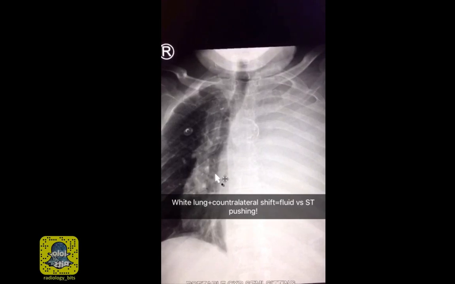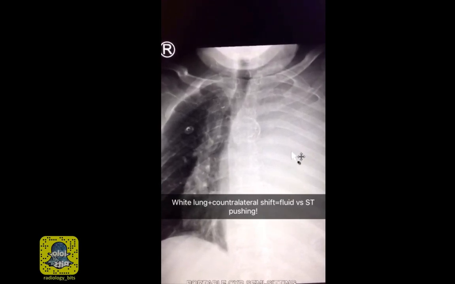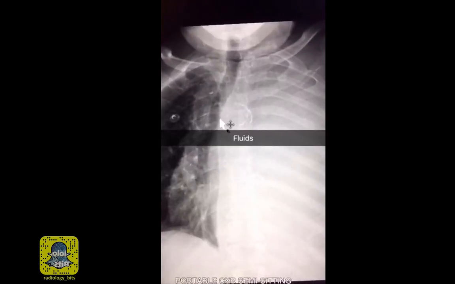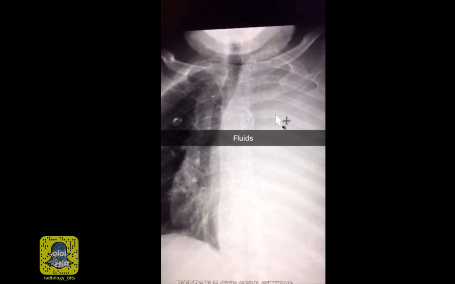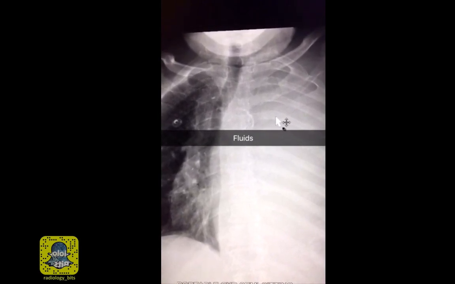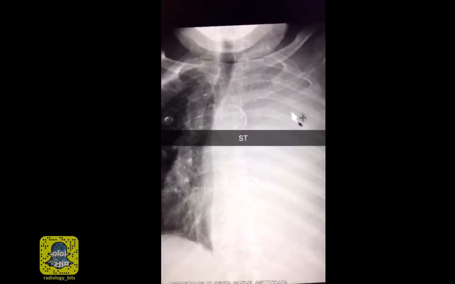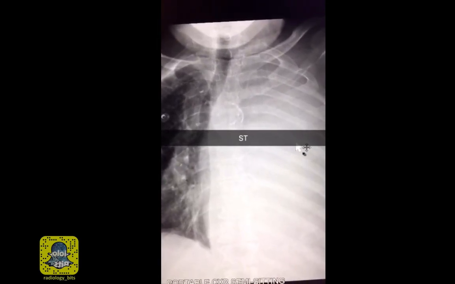If you have contralateral shift of the midline structure, you have to think about either fluid-containing or soft tissue-containing abnormalities. Fluid pushing the mediastinum to the other side would include pleural effusion, hemothorax, empyema, or chylothorax. Abnormalities composed of soft tissue would include lung cancer, metastasis, sarcoma, and others.